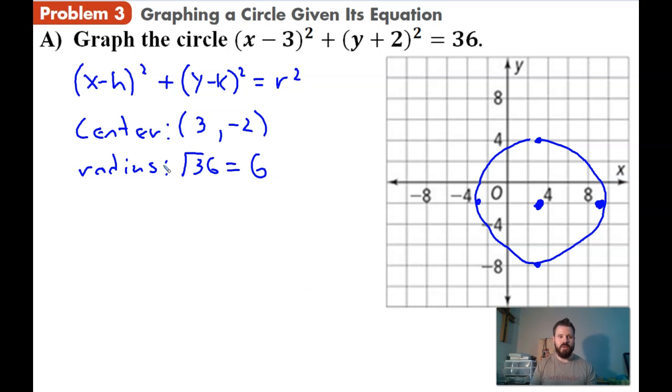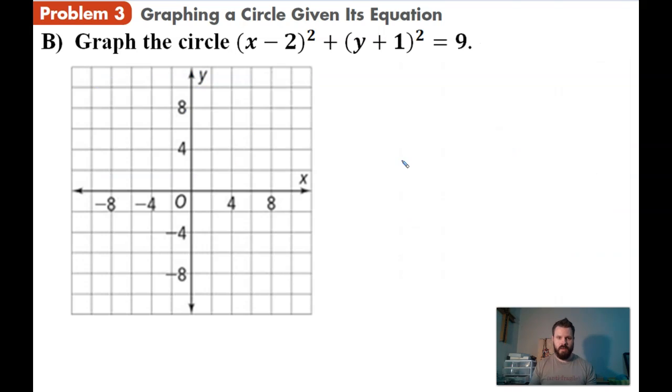Same idea for problem B. Why don't you pause the video, figure out the center, figure out the radius, graph that circle, and then hit play to check your answer.